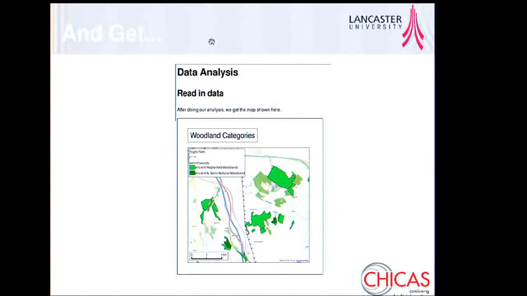And I want to get something like this. This is my knitr document. I write a little bit of code, and then after doing analysis we get this, and this is produced by QGIS, which you can tell because it's got a scale and everything, and looks like a bit of QGIS output.